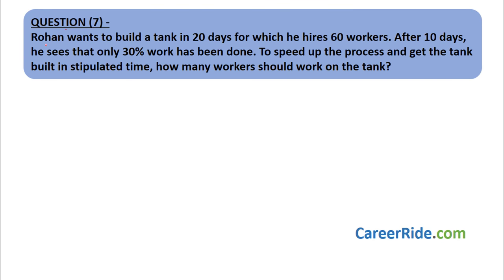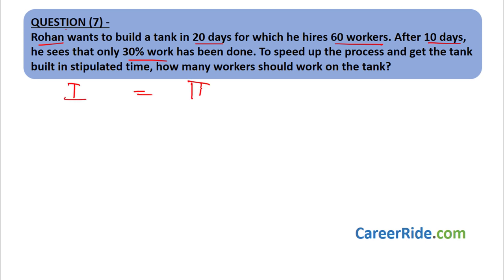Question number 7. Rohan wants to build a tank in 20 days, for which he hires 60 workers. After 10 days, he sees that only 30% of work has been done. To speed up the process and get the tank built in stipulated time, how many workers should work on the tank? Again, pretty easy sum.